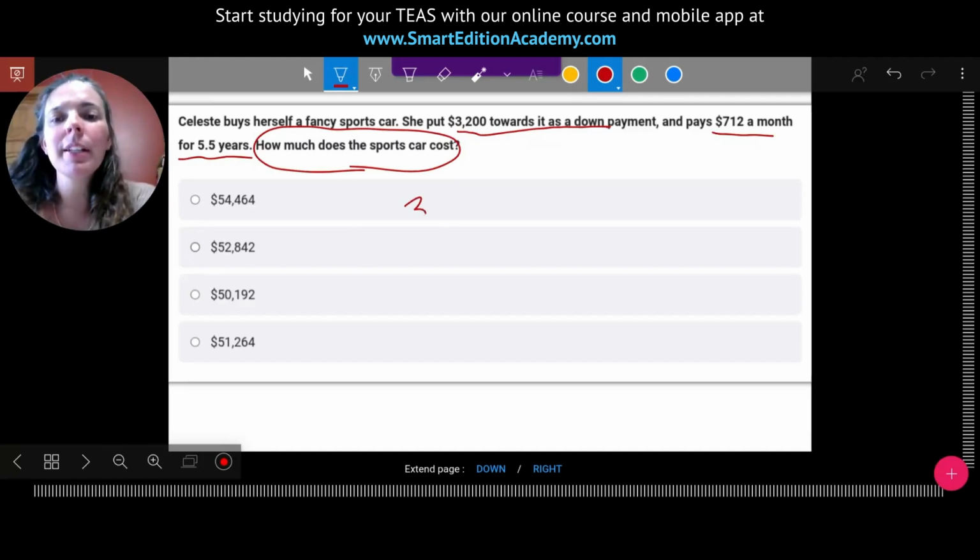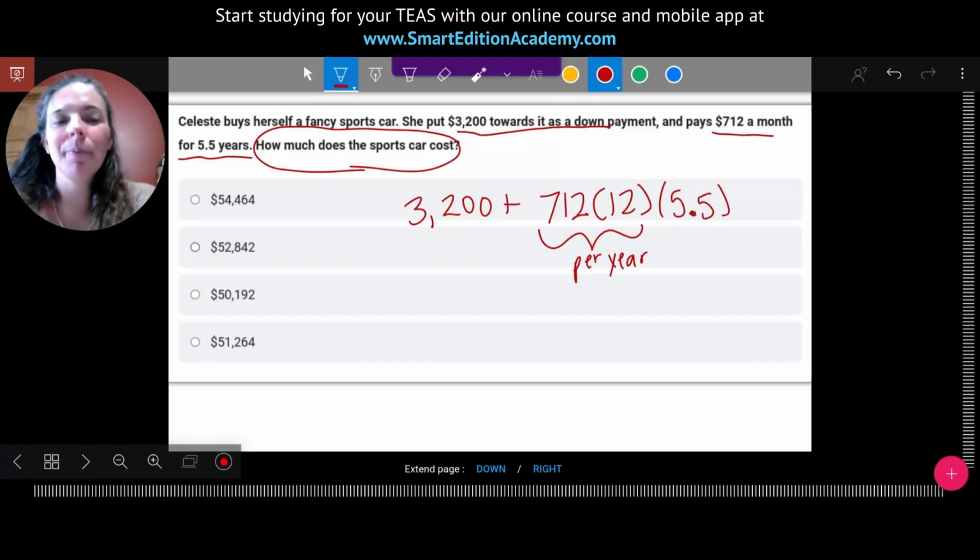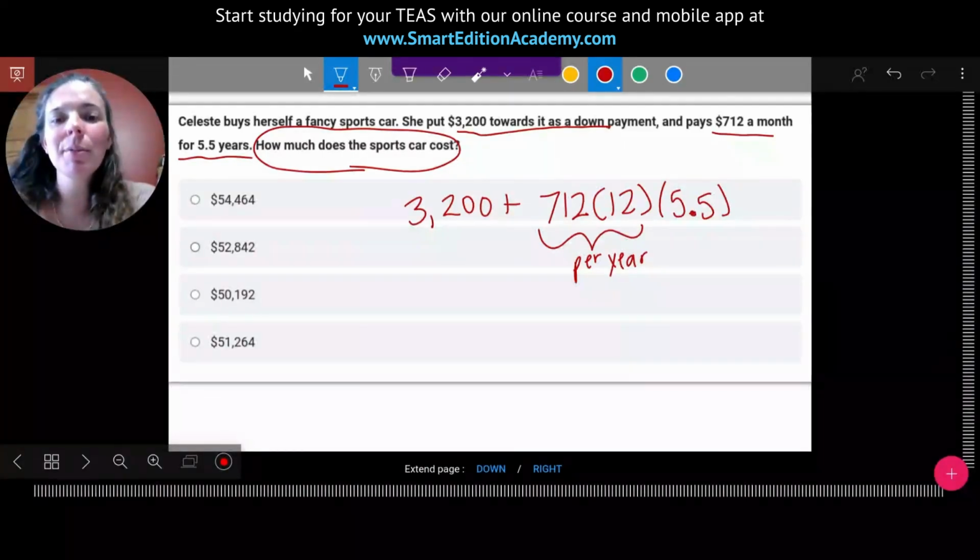So we're going to take the down payment plus $712 a month for 5.5 years. Well, we need to make sure we multiply this by 12. This is how much she's paying per year. And then if we multiply that by 5.5, that will be how much she's paid over the life of the loan. Okay, so now we just have to simplify this.